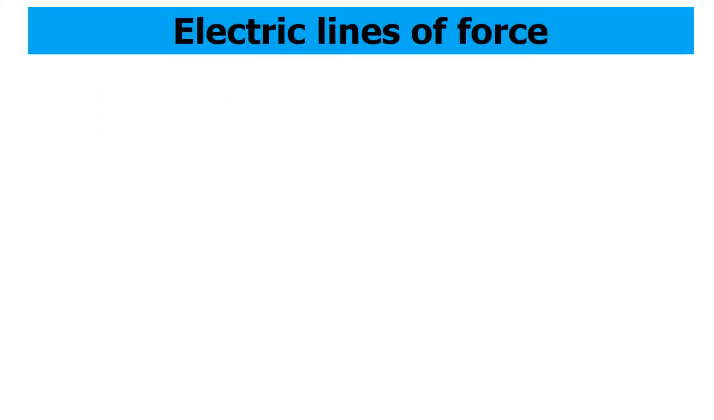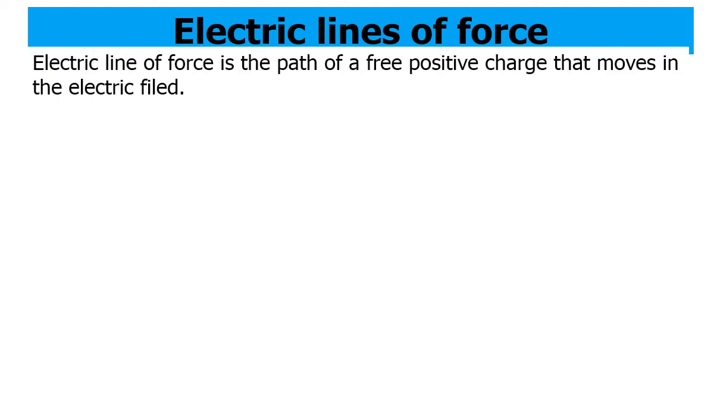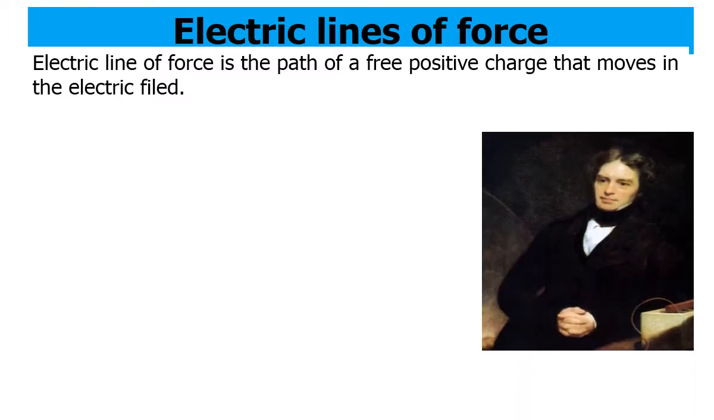Let's talk about electric line of force. Electric line of force is the path of a free positive charge that moves in the electric field. Michael Faraday introduced electric lines of force to get an idea about the electric field. If a positive charge is placed in an electric field, it would experience a force. If the charge is a free one, gaining this force, instead of remaining stationary, it would have to define a path.